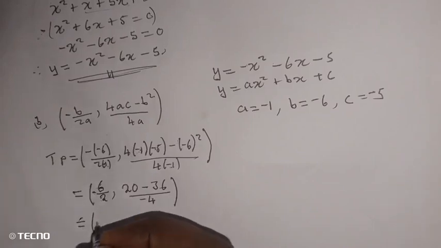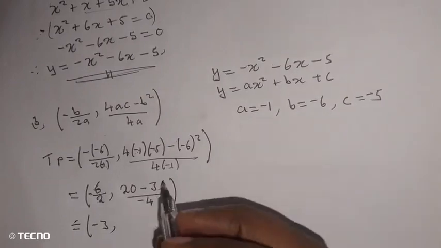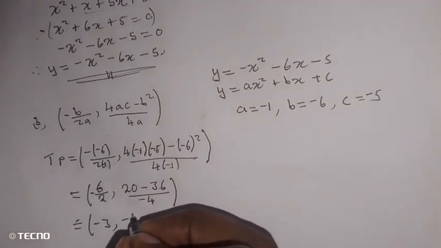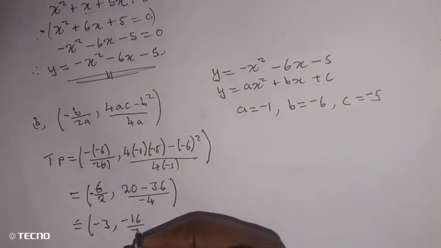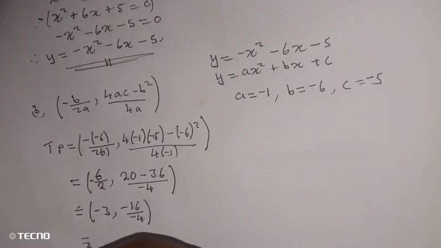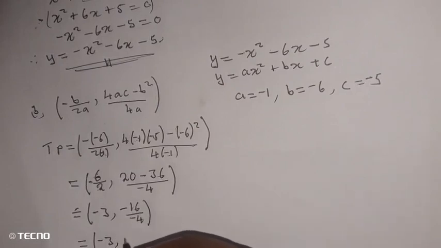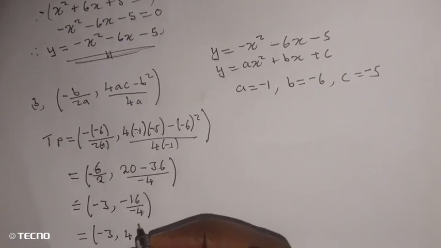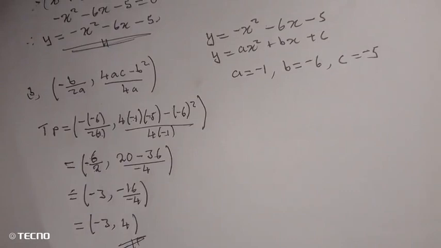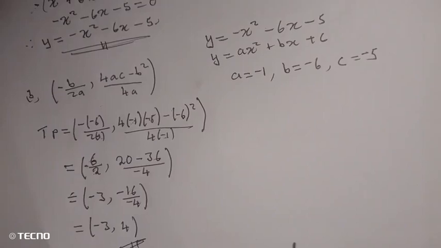This into this, we're going to have negative 3 here, comma. Here we are going to have negative 16 over negative 4. Then this and this, what are we going to have? We are going to have negative 3 there. Then this is going to have a positive 4. So this is our coordinates for the turning points. This is the coordinate of the turning points.